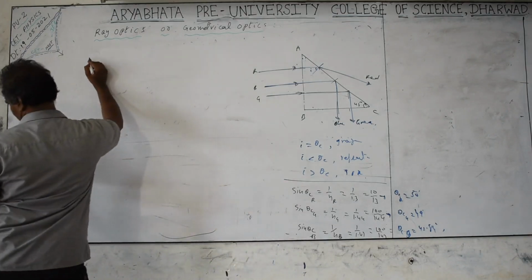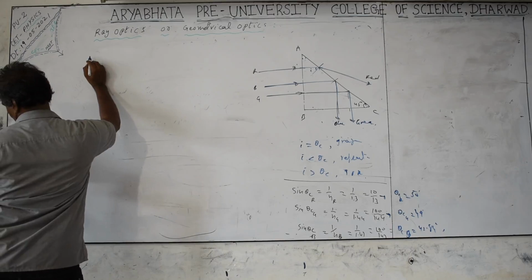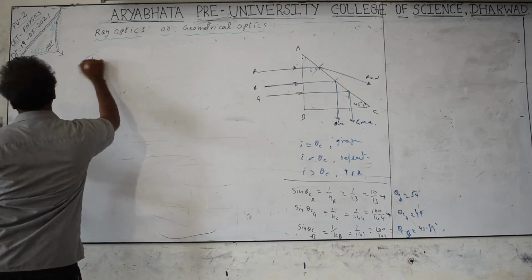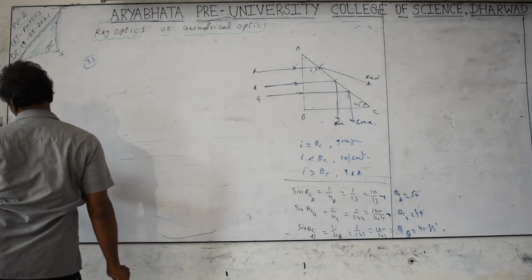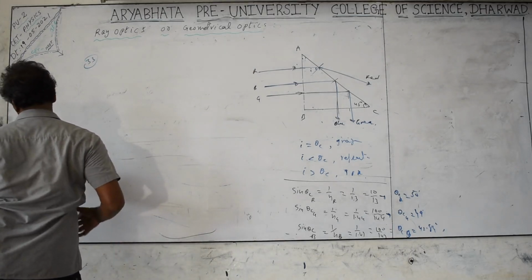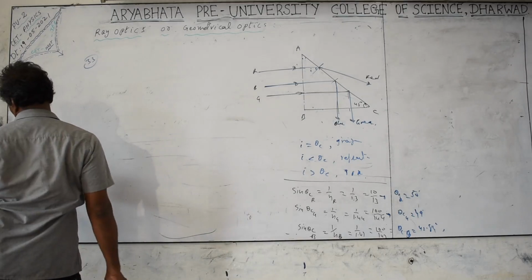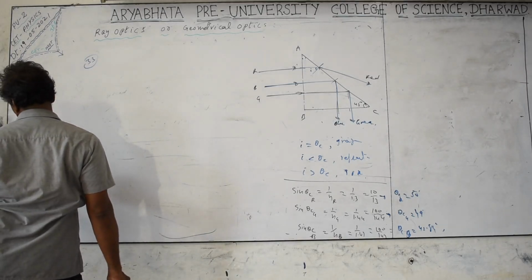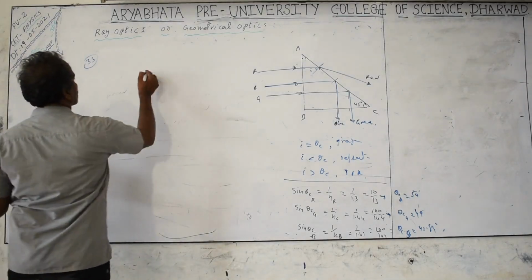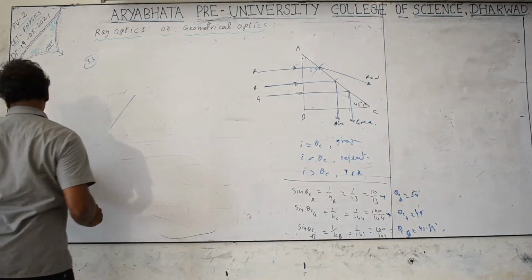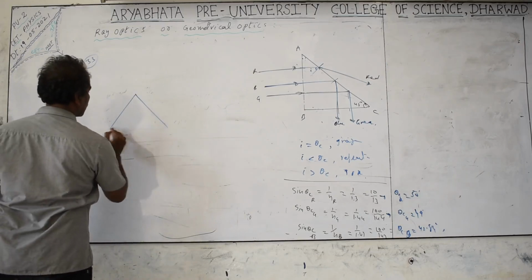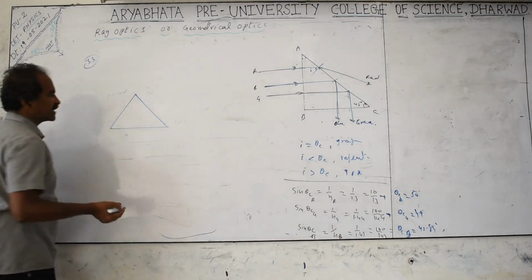Next, question 33. A prism can produce a minimum deviation delta in the light beam. If three such prisms are combined, what is the minimum deviation produced in this beam? What happens to the minimum deviation? A prism can produce a minimum deviation of delta in the light beam. This is a prism, for example. All symmetrical prisms, let us take the equilateral prism, for example.